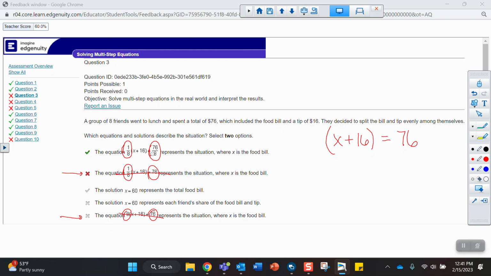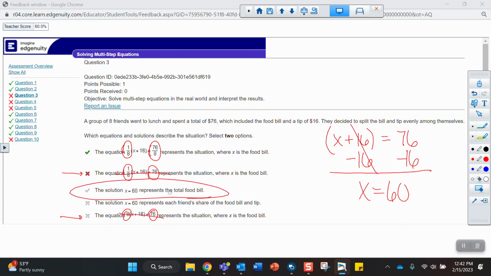I just think that it's kind of interesting because the question is trying to not figure out what each person pays, but what's the total food bill. If we wanted to know what each person paid, then it would just be dividing 76 by 8. We know what the total was. We know how many friends there were. So if we actually go to solve this, we're subtracting 16 from both sides, and we get that X equals 60. So 60 represents the total food bill.